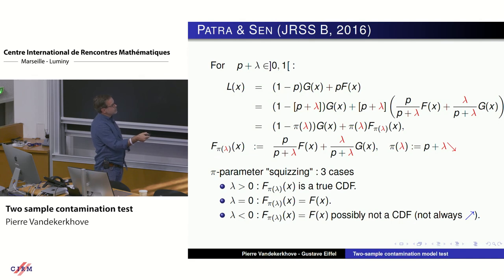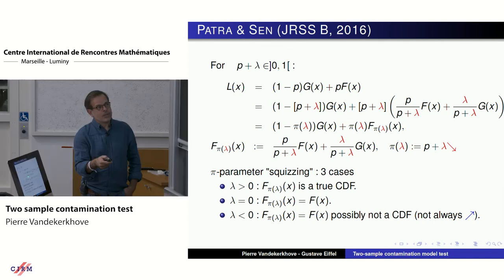So if you squeeze this parameter, you have three cases. If lambda is positive, you still have a true CDF here. If lambda is equal to zero, you retrieve F of x. But if lambda is negative, something wrong can happen. F_p of x is possibly not a true CDF anymore because it's not increasing anymore, because this term gets negative. So you take this component plus something which is negative here, so it can decrease. So you have trouble in building a true CDF.